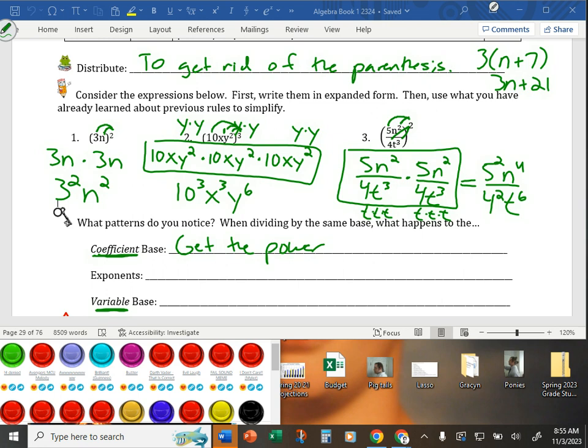The exponents, they are multiplied, as we can see there. And the variable bases, do they change? Did x here change at all? The base itself? No. No, the power changed. X is still x. Y is still y. T is still t. N is still n. Right? So as we've seen in other rules, those variable bases, they stay the same.